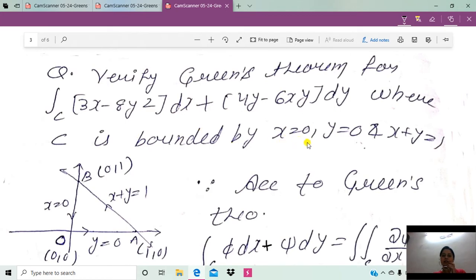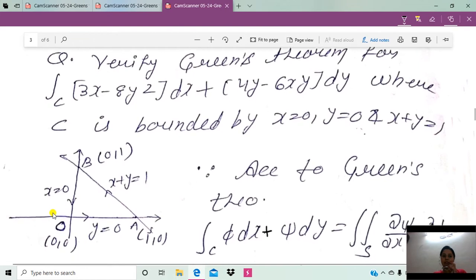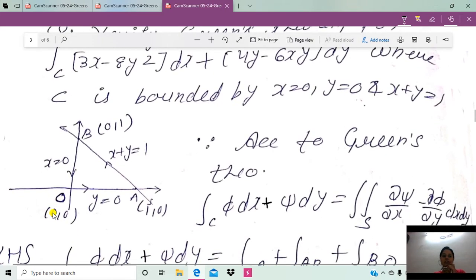The line x = 0, y = 0, and the line x + y = 1. So the curve is a triangle and the surface is the triangular surface which is bounded by three lines. The line x = 0.